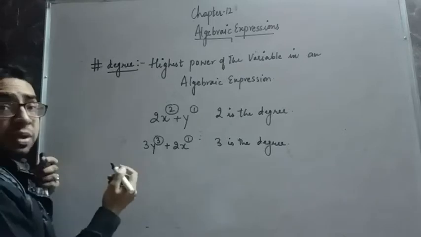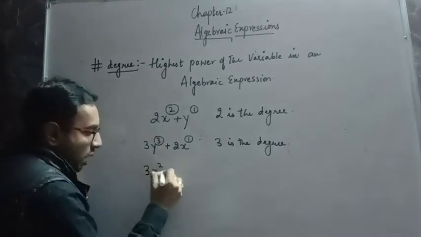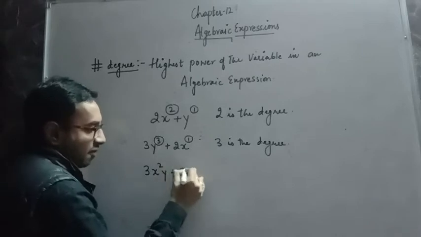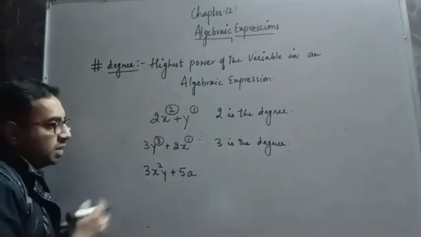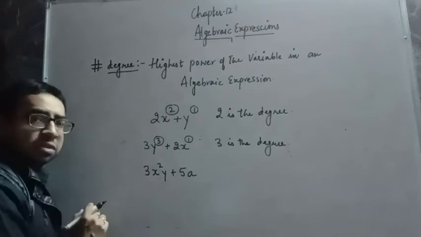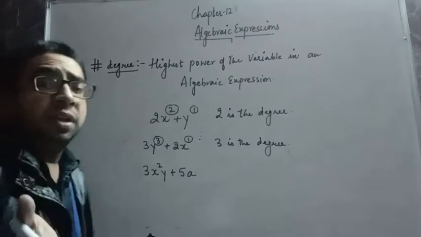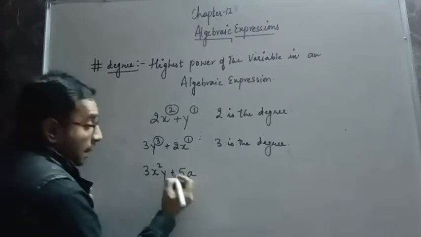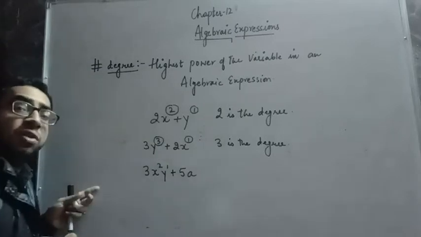Now, understand one more concept related to it. Very important concept. Now, just observe what I have written. 3x squared y plus 5a. Clear? Now, you might be thinking x square, so 2 should be the degree, yeah, because it is highest. But see, with this, we are having y also. And y power is also 1.